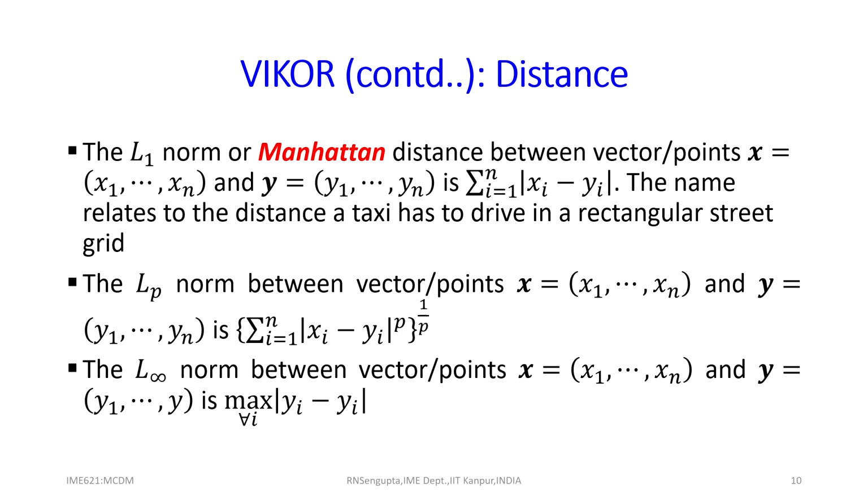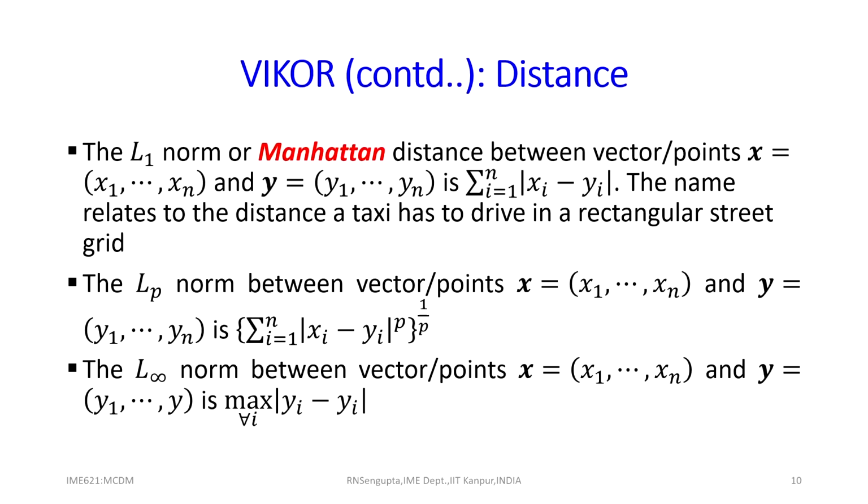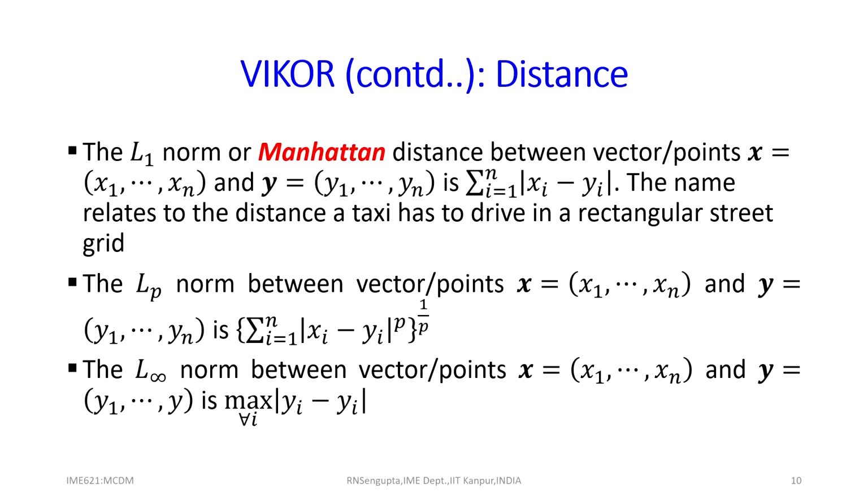The Manhattan norm is given by two points. I need to find the summation of the modulus of these differences. The name relates to the distance a taxi has to drive in a rectangular street circuit, and I will refer to that again. The Lp norm between two vector points x and y is given by the norm which I am circling in red, and the infinity norm is the maximum value which I am circling in blue, giving us this formula, which you all know.